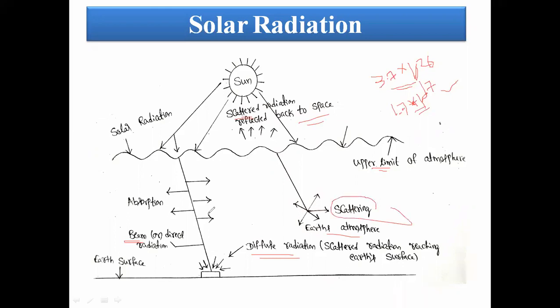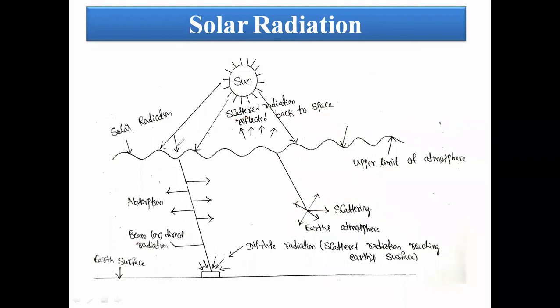In direct radiation, without being absorbed by any particle, it reaches the Earth's surface directly. Another name for direct radiation is beam. Absorption here means by liquid particles or gaseous particles, such as ozone, carbon dioxide or nitrous oxide. Some amount of the energy is absorbed, and the remainder reaches the surface. That is diffuse radiation.